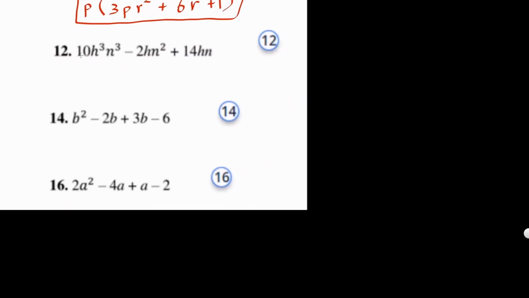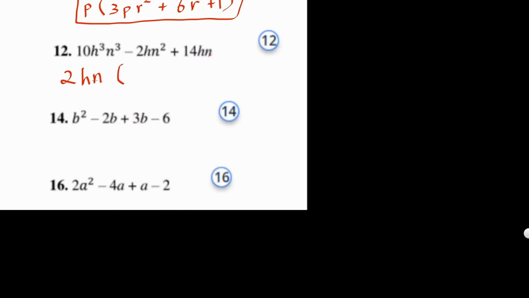Number 12, since they're all even, I could factor 2 out. And then how many h's can be factored out? Only 1, because this term and this term have only 1 h, even though this one has 3 h's. So I'm going to factor h out. And then how many n's? This is 1 n only, so I could factor n out.